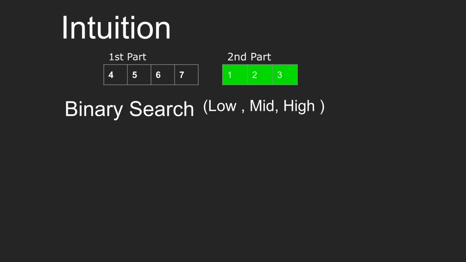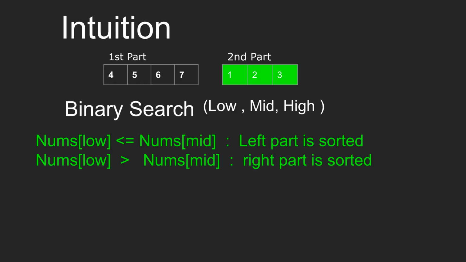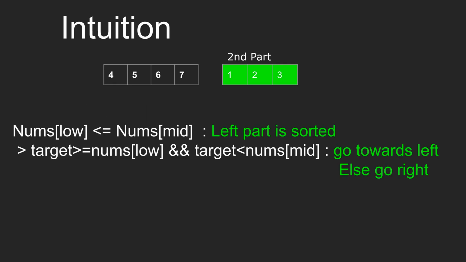The key observation is that if nums of low is less than or equal to nums of mid, then the left half is sorted. Else, the right half is sorted, and that is the trick to solve this problem.